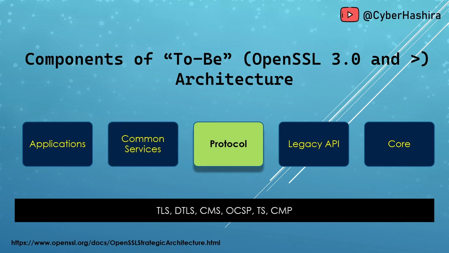The next component of OpenSSL 3 is protocol. These are just a collection of protocols that OpenSSL supports. TLS, OCSP, CMS are some of the examples of supported protocols. OpenSSL 3 has also started supporting Certificate Management Protocol.